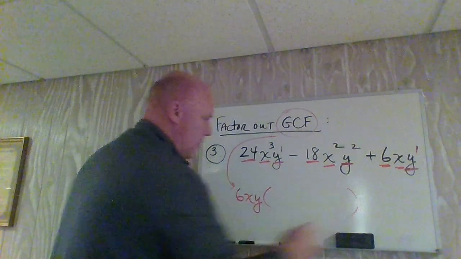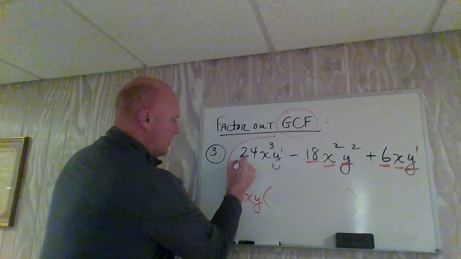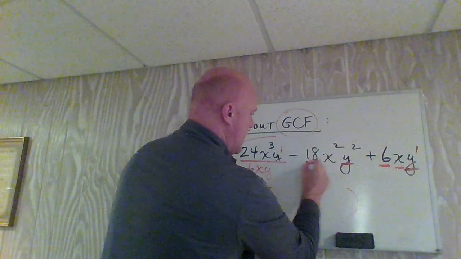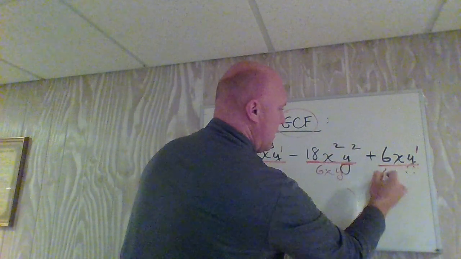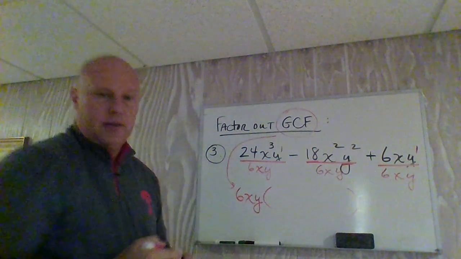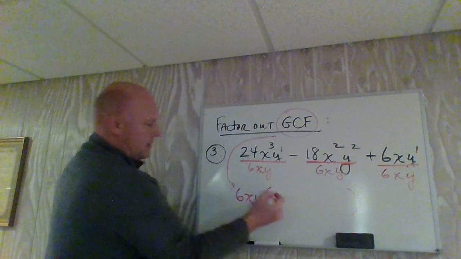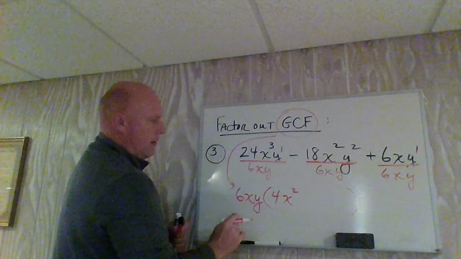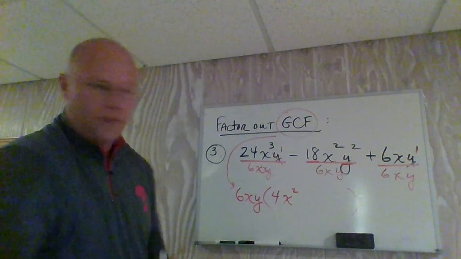And now, let's take this greatest common factor and let's divide each one of these. I'm writing this down. You can do this in your head. Let's divide each one of these by 6xy, and that'll tell you what expression is going to be left over. So, 24 divided by 6 would be 4. X to the third divided by x would be x squared. And y divided by itself would just cross out. So first term would be 4x squared.